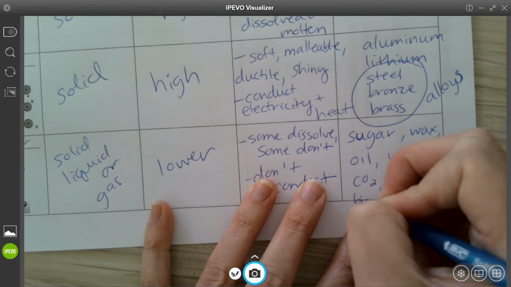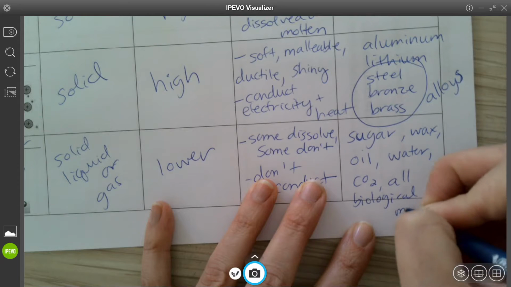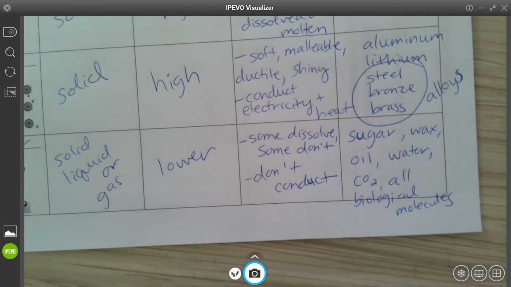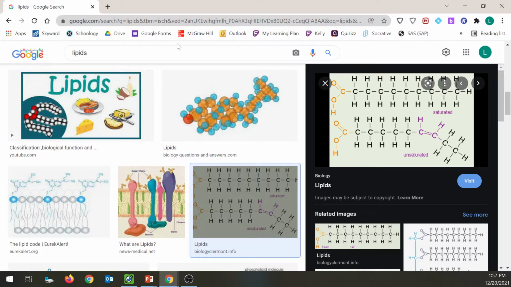Also, all biological molecules. What are they called? Macromolecules? Yep. All right, your biological macromolecules. What are they? Proteins, lipids, carbohydrates, and fats. Nucleic acids. All right, so like this right here, these things that you're used to seeing in biology, these are all molecular covalent.